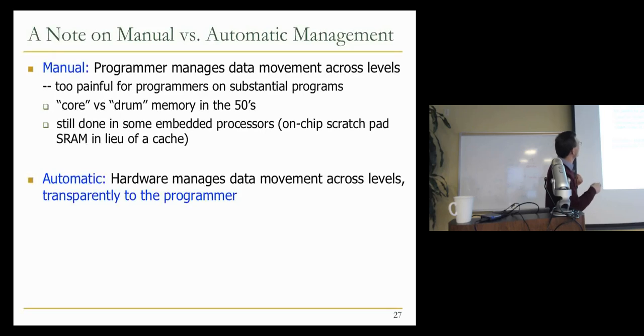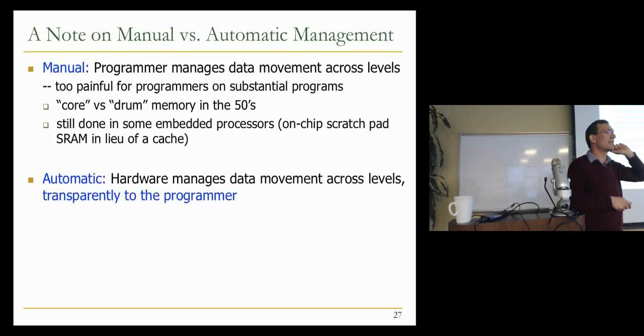Well, this used to be done, actually, in the 50s, and people have moved to automatic cache-based management. This is still done in some embedded processors. There's on-chip scratchpad SRAM in lieu of a cache in many embedded processors. One other processor, the Cell processor, that was the processor in PlayStation, right? That actually had scratchpad memories that the programmers need to move data. And it turned out it was very difficult to program.